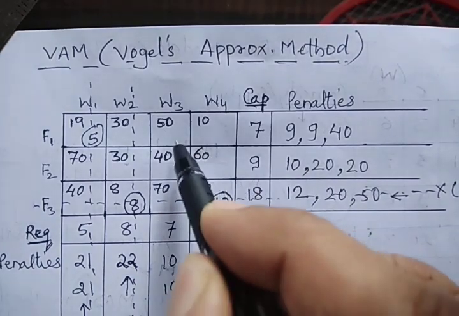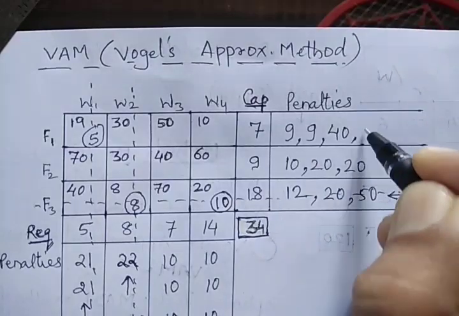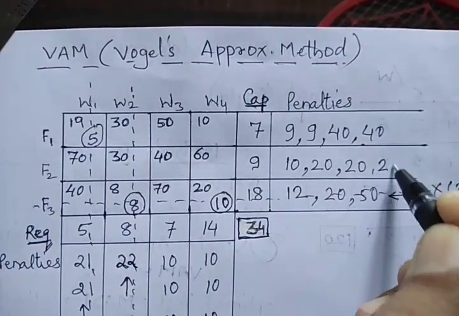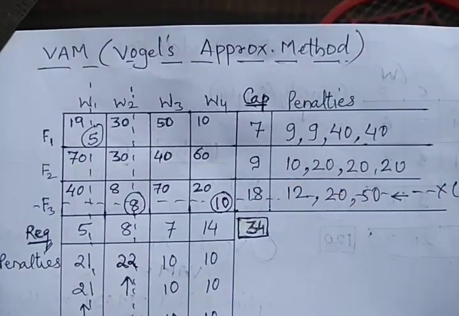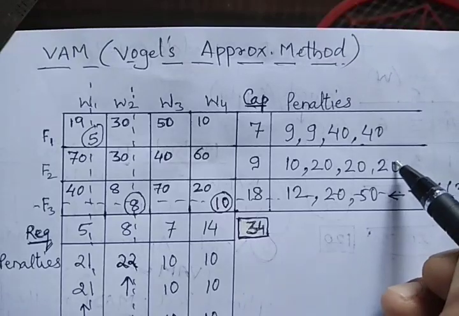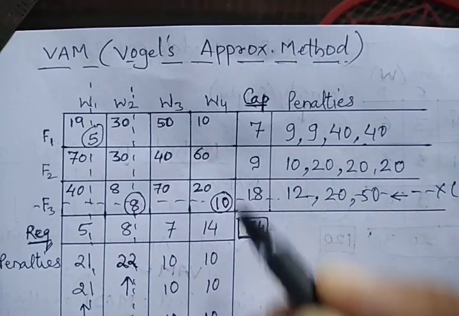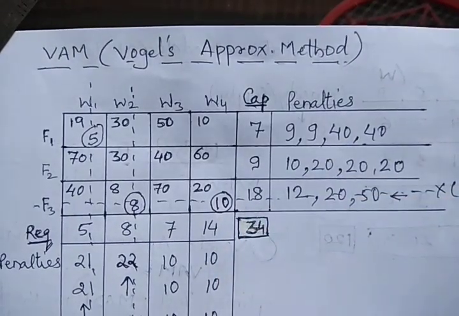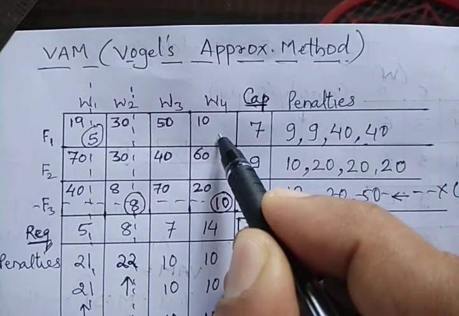Now see, once again find the penalty. 10, 50, the penalty is 40, penalty is 20, here the penalty is 10, 40, 50, here the penalty is 40. Highest penalty is this or this, you can select randomly. If I take this 40, also the same answer. If I take this highest penalty, in this lowest cost is 10. So do the maximum allocation here.